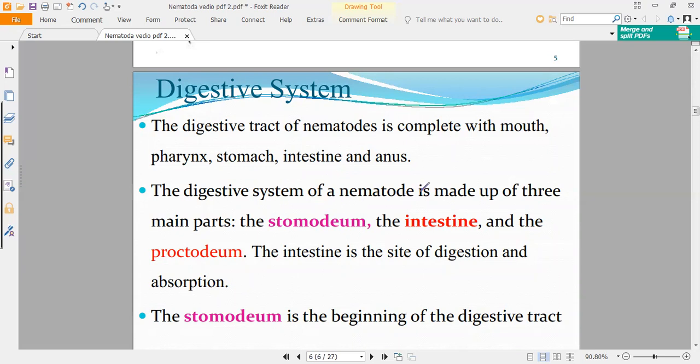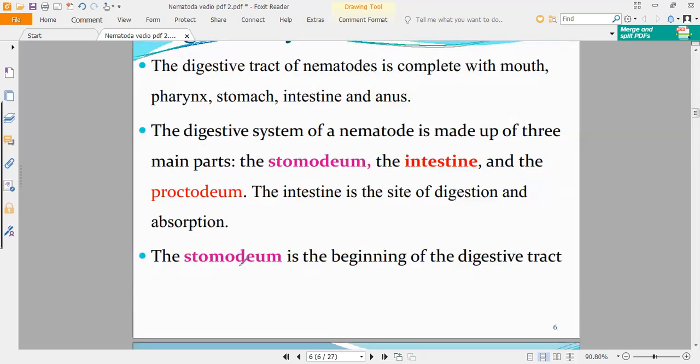The digestive system of nematodes is made up of three parts. The first one is the stomodium, then there is the intestine and the proctoderm. The intestine is the site of digestion and absorption.